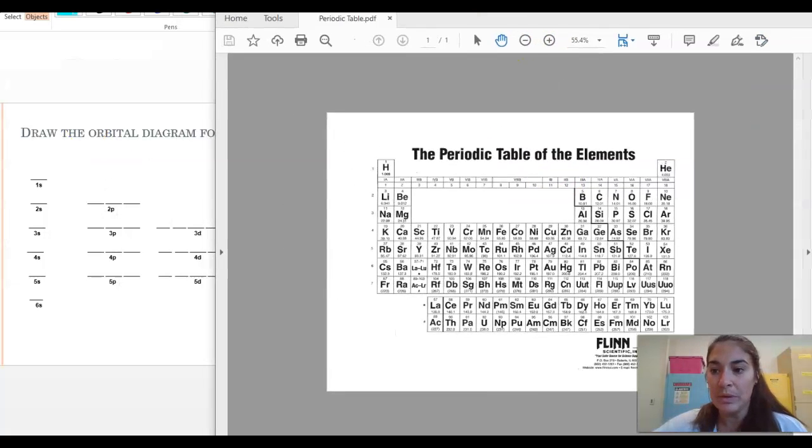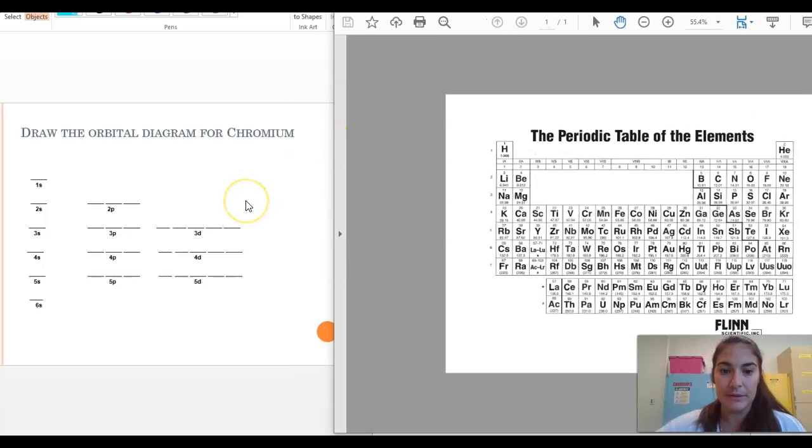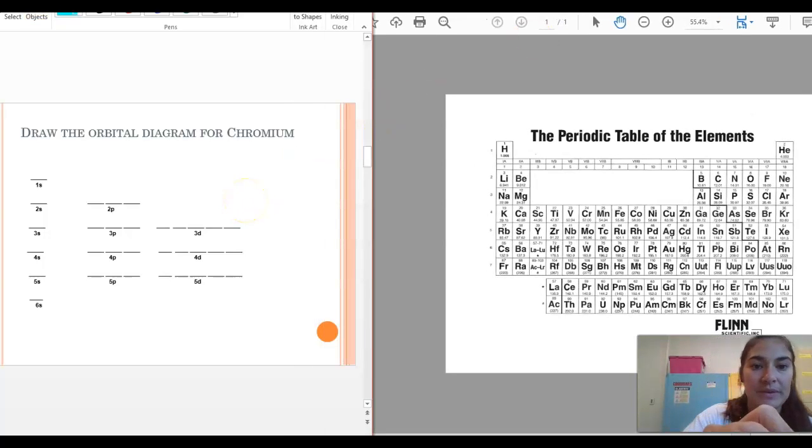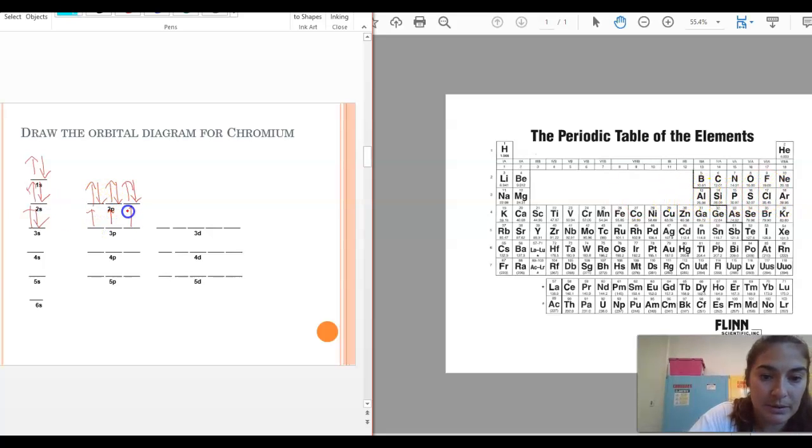So with our periodic table next to us, I'm going to look and do chromium. So we said it's going to go 1s2. I'm going to come over here, 1s 1, 2. 2s, 1, 2. 2p, 1, 2, 3, 4, 5, 6. Remember Hund's rule, we're always going to do our up arrows first and then come back and add our second. End of the row, ding. 3s, 1, 2. 3p, 1, 2, 3, 4, 5, 6. Up, up, up, down, down, down.